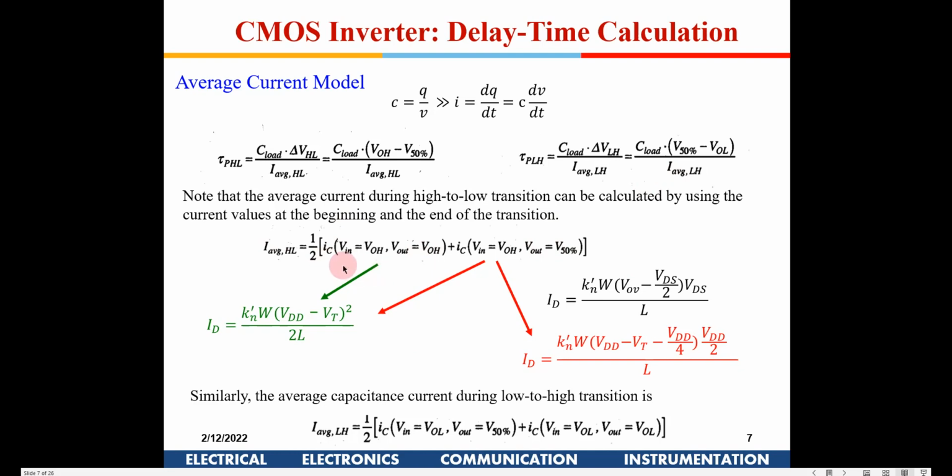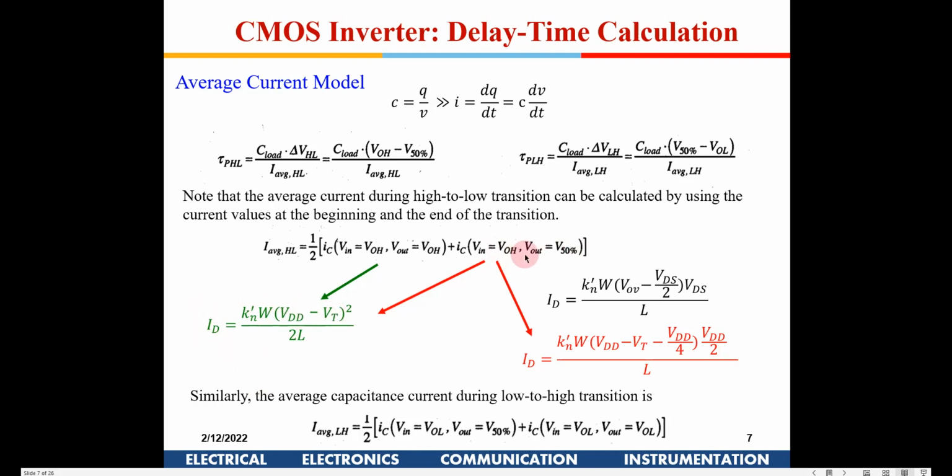Okay, so now if you see here, to find out an I average, I take half of this current plus this current. Initially the output is high, the NMOS has just switched on. At that point of time, the current will be Kn dash by 2 W by L (VDD minus VTN) whole square. It's VTN here. Because the transistor will be in saturation, VDS in that case is total VDD, so obviously it will be in saturation. So that is one current.